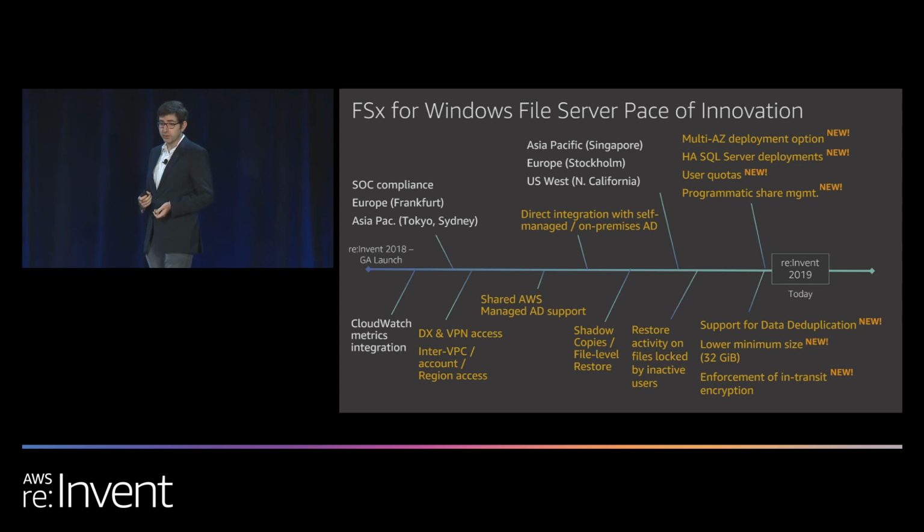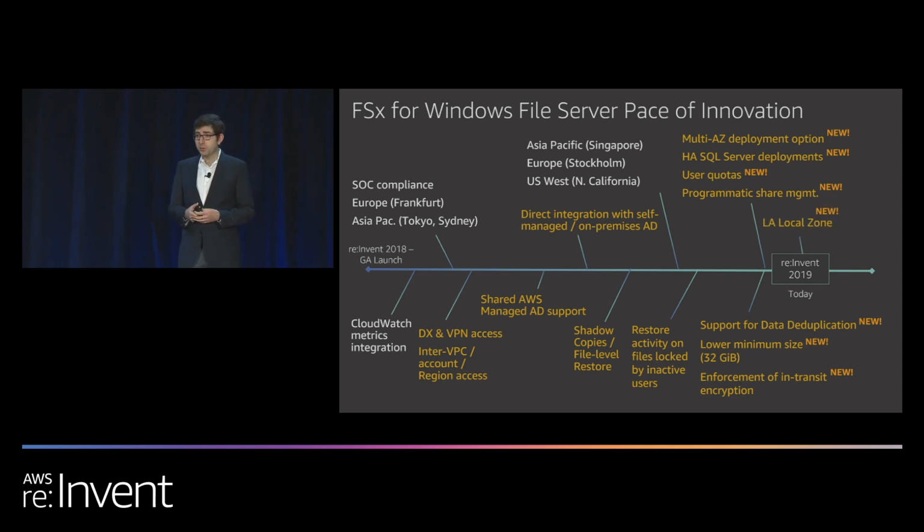We announced support for data deduplication. We lowered the minimum file system size from 300 gigabytes to 32 gigabytes. And we also provide the capability for you to make sure that any client that's connecting to the file system is doing so over an encrypted in-transit connection.